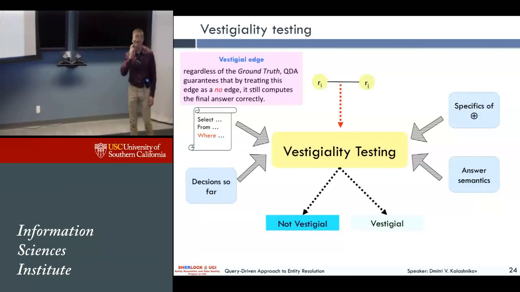So what is the definition? If, regardless of the ground truth, the algorithm guarantees that by treating a certain edge as a no edge, as if the answer to it is no, it can still compute the correct final answer, this edge is called vestigial.